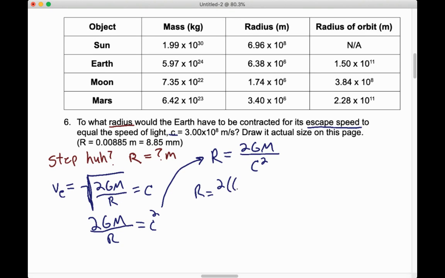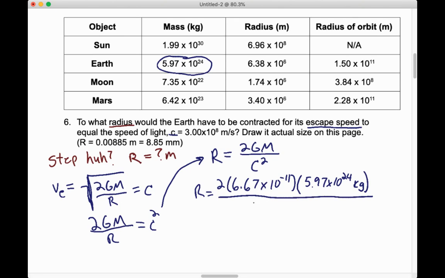So 2 times big G. Have you memorized big G yet? 6.67 times 10 to the minus 11th. Leave off the units, just be lazy. Times the mass of the Earth. The mass of the Earth is this number right here: 5.97 times 10 to the 24th, and the units for that are kilograms. And we're going to divide this by the speed of light squared. So 3.00 times 10 to the 8th meters per second, squared.